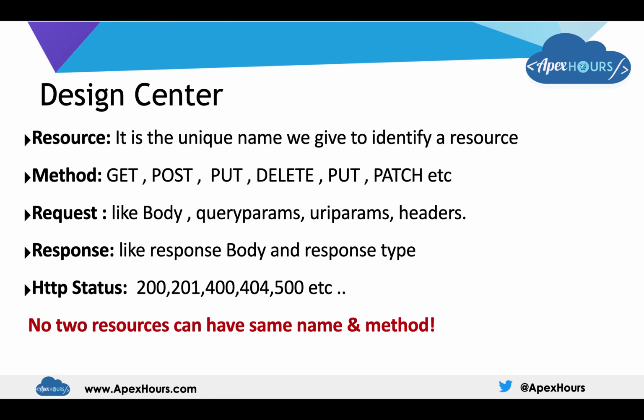I'll show you the example here, but please understand that resource is the name of the task that you're doing, and that should not have the same name. For example, get order details: you cannot have two get order details, like a GET method get order details and another GET method get order details. But you can have one GET method get order details and another POST method get order details. The method should not be the same with the same name of resource.